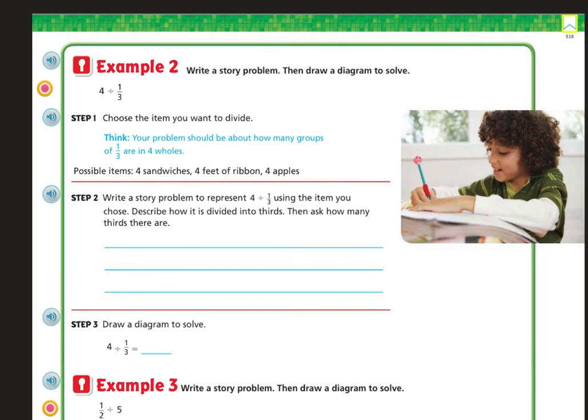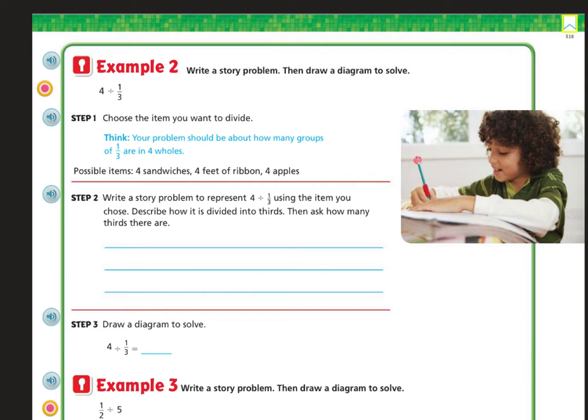It says, write a story problem, then draw a diagram to solve. So let's choose an item that we want to divide. If I'm dividing 4 by 1/3, our problem should be about how many groups of 1/3 are in 4 wholes. So for example, we can talk about 4 sandwiches and divide 4 sandwiches into thirds, 4 feet of ribbon into thirds, or 4 apples into thirds.